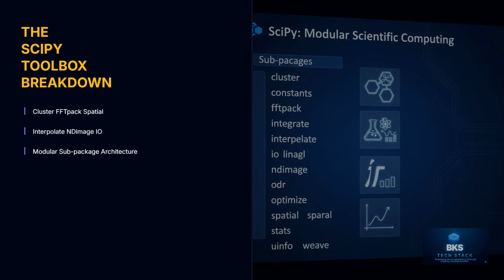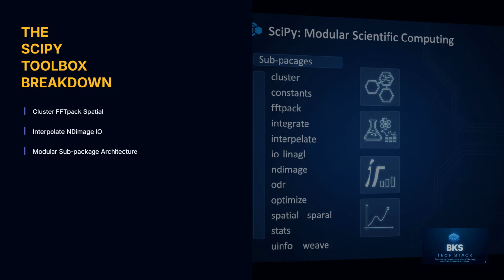Even though these packages do vastly different things, they share a common interface style and rely on standard NumPy arrays for input and output. This means you can pipe the output of a signal processing filter directly into an optimization routine without any friction. It's this cohesive ecosystem that makes Scipy the go-to for scientific computing.